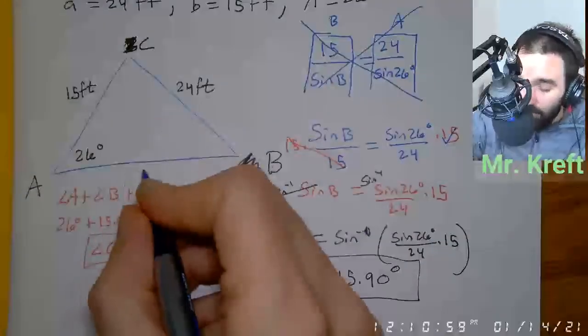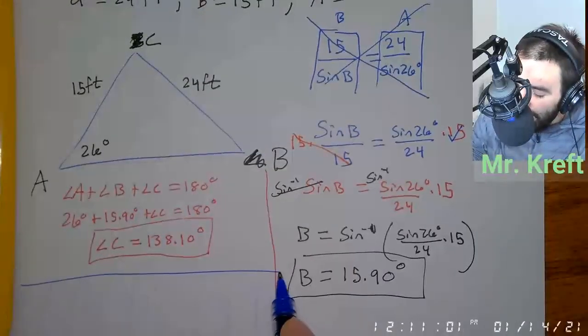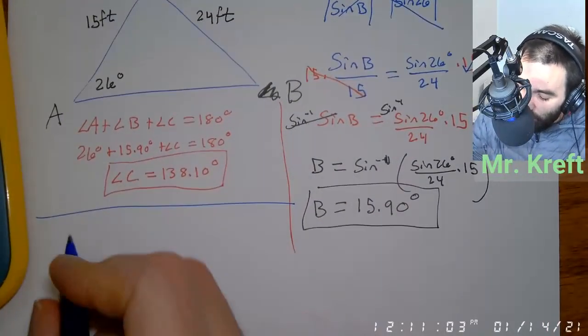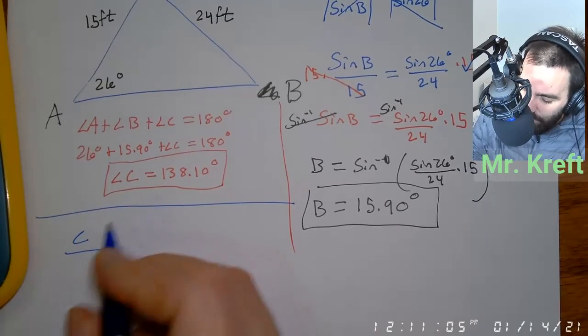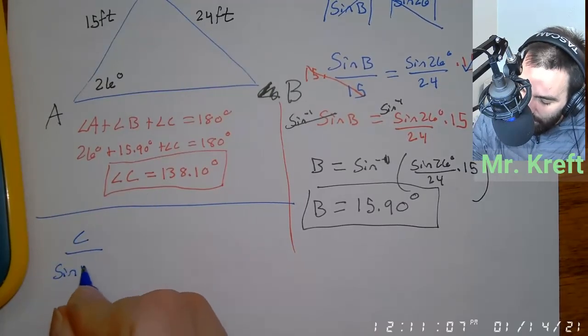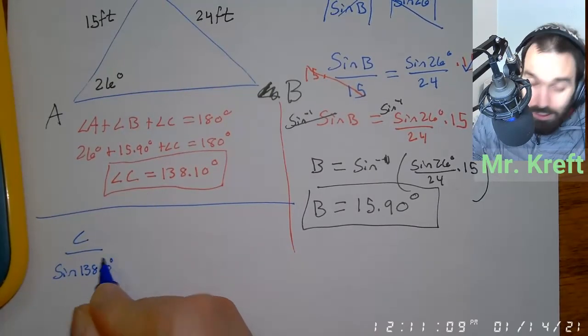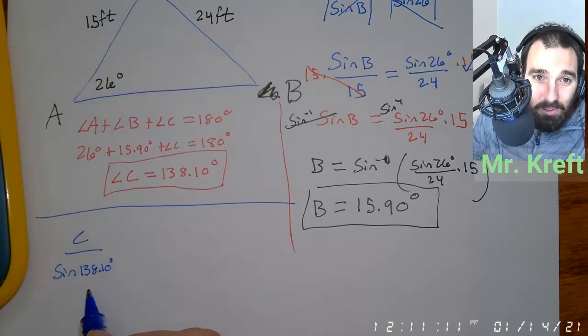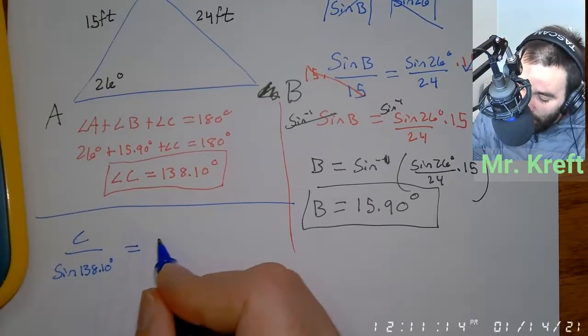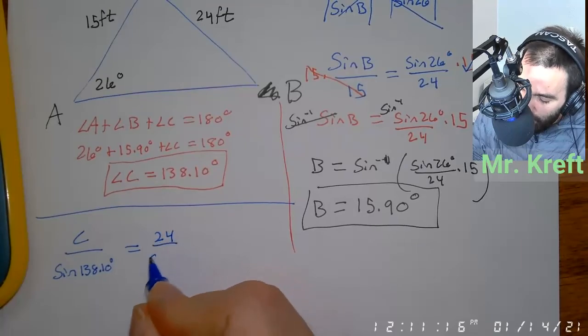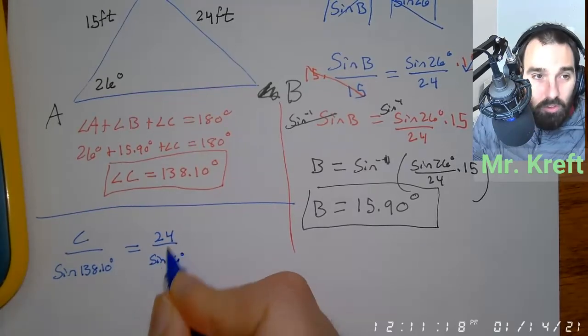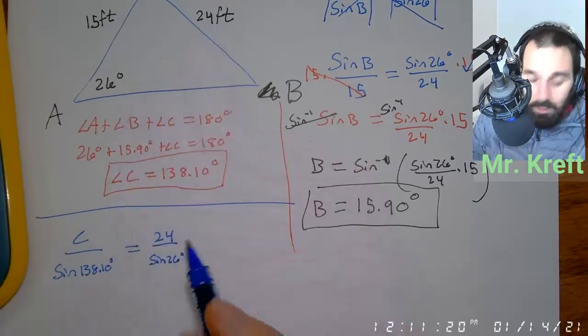So let's see here. So we have all the angles. So the only thing left we have is missing side. So let me find side C. So side C over sine of angle C, sine of 138.10. Do you guys see how rounding errors are going to get real here? And then I'm going to use A. So 24 over sine of 26. So I'm just going to use the one that was given.